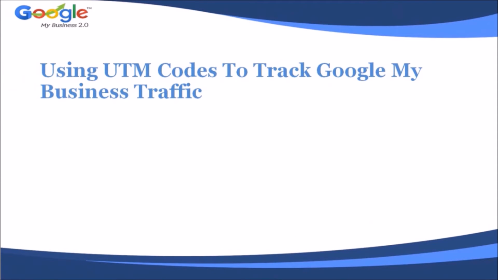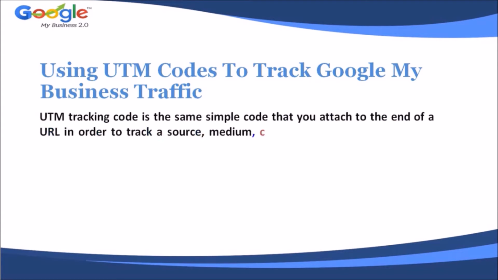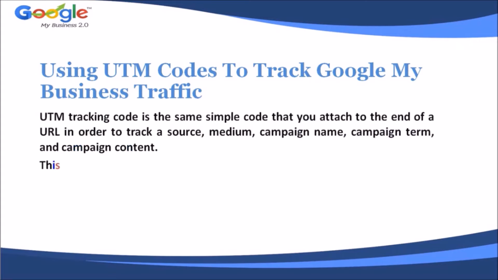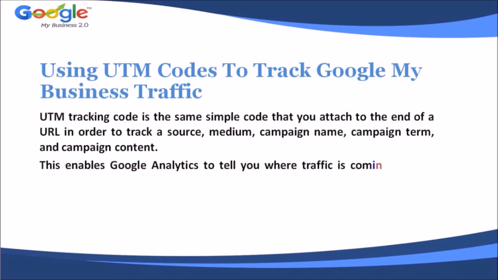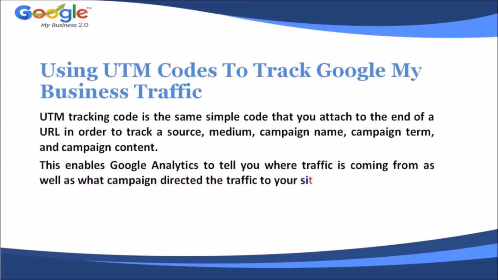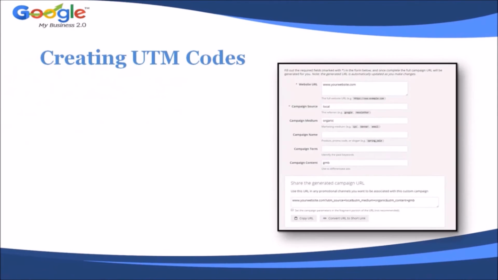Using UTM codes to track Google My Business traffic. A UTM tracking code is a simple code that you attach to the end of a URL in order to track a source, medium, campaign name, campaign term, and campaign content. This enables Google Analytics to tell you where the traffic is coming from, as well as what campaign directed the traffic to your site.